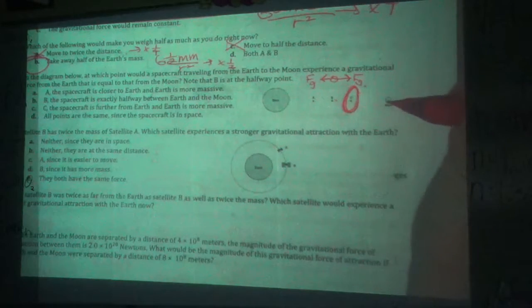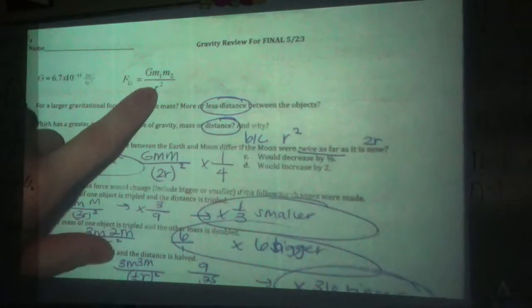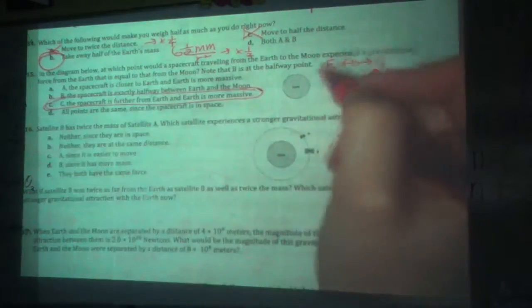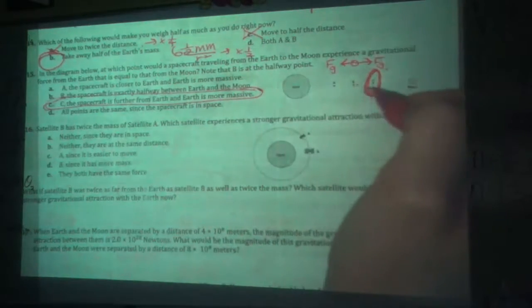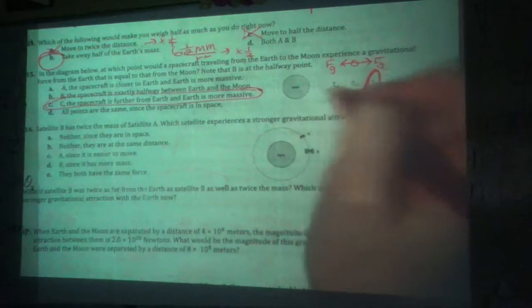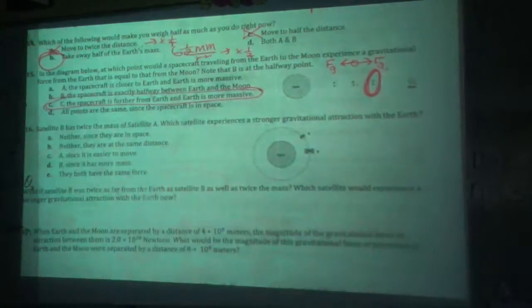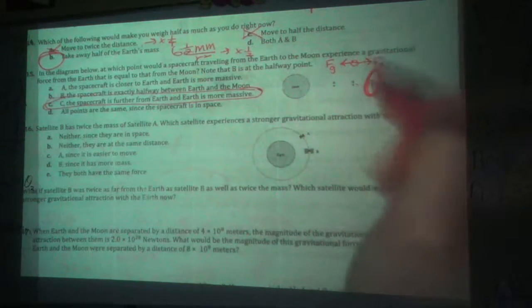Because I'm closer to the smaller mass, and then I'm farther away from the bigger mass. So the Earth might have a bigger mass, but it's also farther away at that point, so that would balance out. So at point C, it's farther from the Earth, and the Earth is more massive. The points are not all the same because you still feel a force of gravity in space, right? The moon feels a force of gravity with the Earth. You have to get really, really, really far away for that to be negligible.